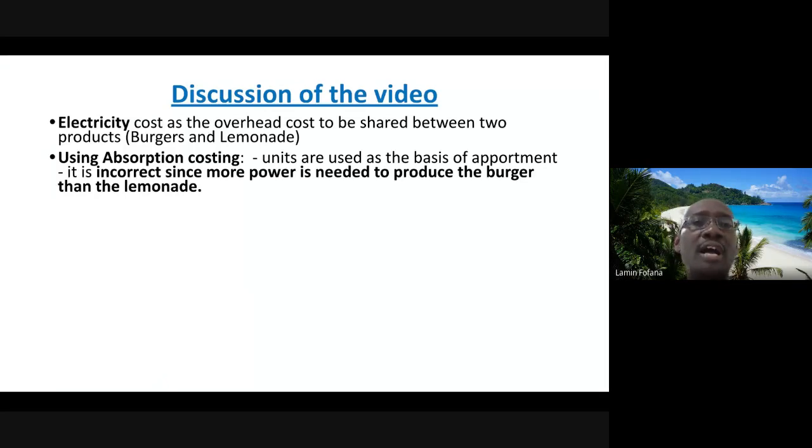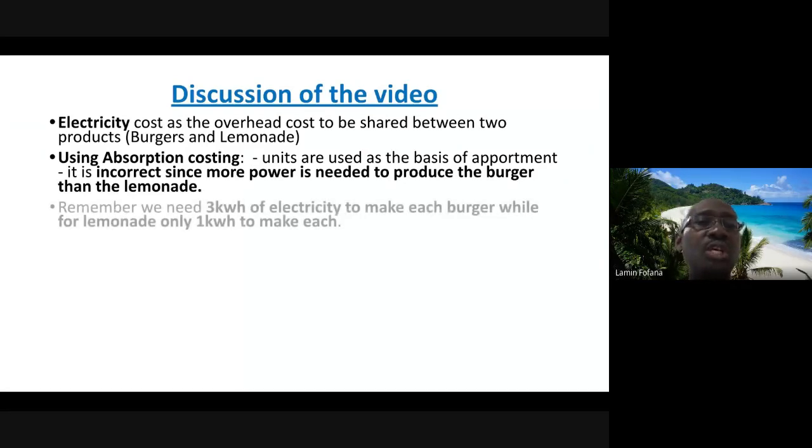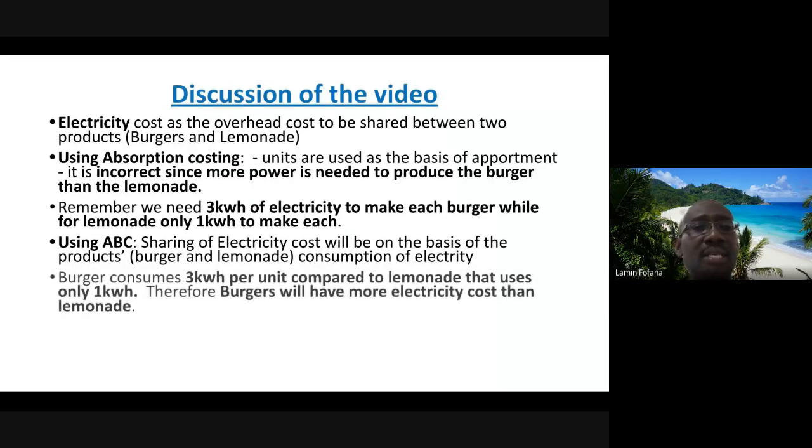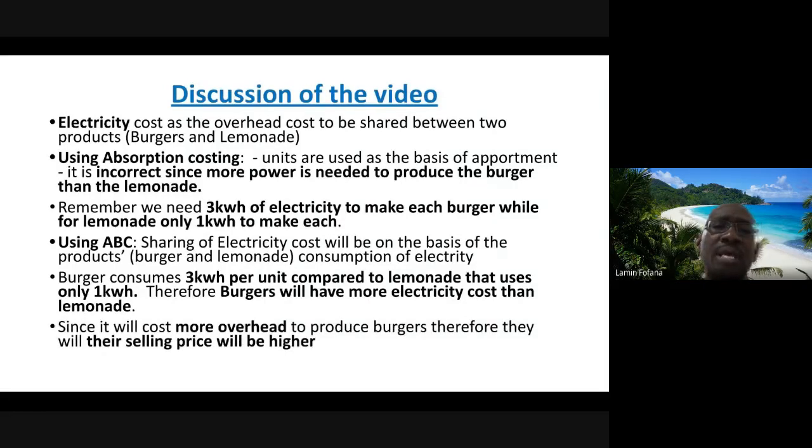Of course, in the video it was described that if you use absorption costing, you need to give your basis of apportioning, maybe number of units, which may lead you to sharing the electricity or overhead costs equally between the two. And you have to remember that 3 kilowatts of electricity is what a burger uses to produce each, whilst lemonade is only 1, so you can't compare 1:3. So when we're using ABC, we share the electricity cost based on each product's use of electricity. As simple as that.